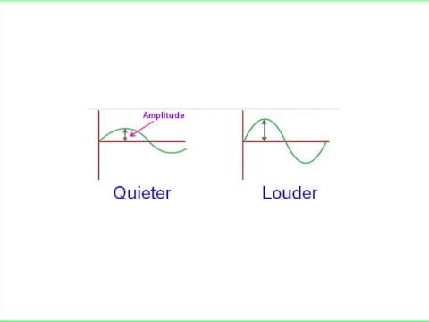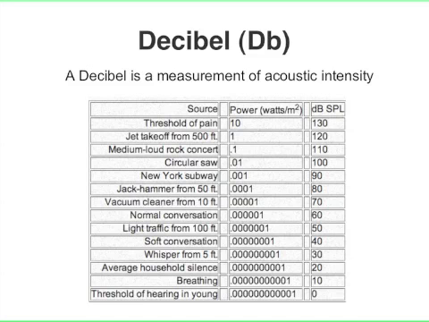And here's a little diagram showing the difference in amplitude between a quieter sound wave, where you see there's less of a distance between the baseline and the peak, and then a louder one, where of course you can see there's a greater distance. Amplitude is measured in decibels, and a decibel is essentially a measurement of acoustic intensity.